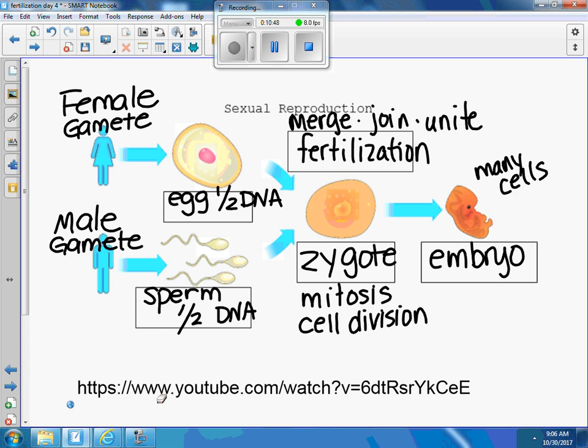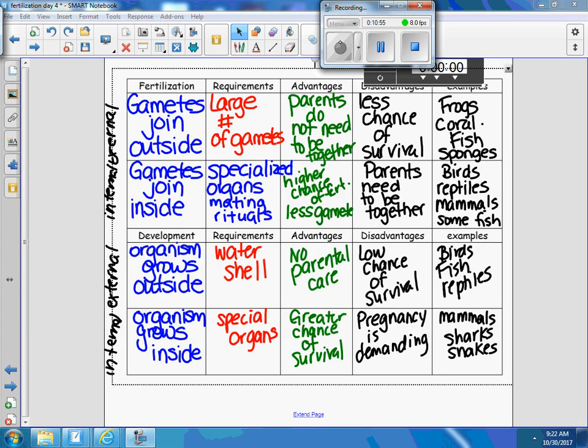So what you guys are going to do is work with the partner on the bottom. I'm going to pause this for a second so that this is what your chart should look like. Your gametes for external fertilization needs to be a lot of them. The parents do not need to be together because the female fish can lay the eggs and then the male can come by later. It's a poor chance of survival because they can get eaten. And organisms like fish, coral, sponges, and frogs can undergo this type of fertilization. Okay, make sure you check your answers for your chart.